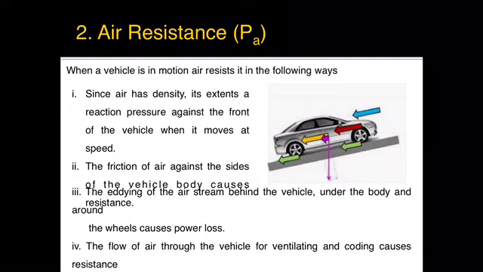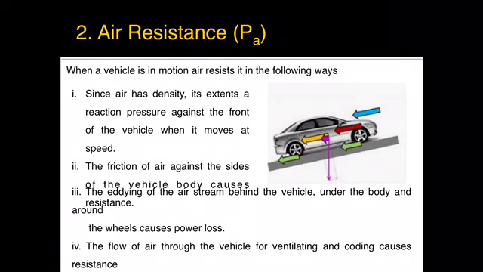So the first cause is the air itself, which has a certain density. Whenever vehicles move at high speed, the air from the opposite direction hits the front surface of your vehicle, and that causes resistance to the motion. That's the first reason. The second reason is the friction between the air and the sides of the vehicle.